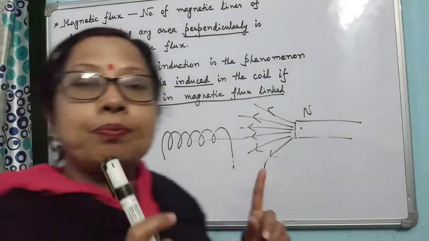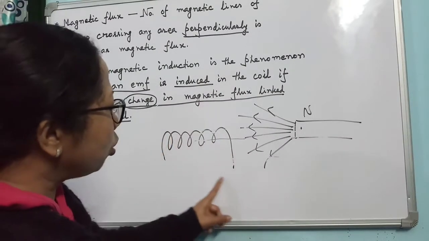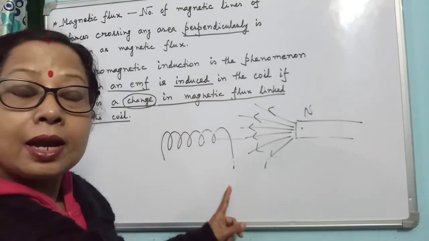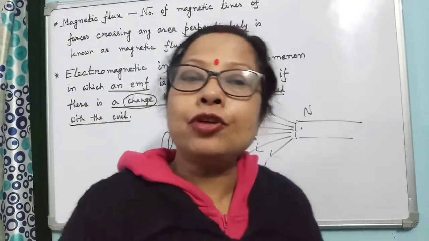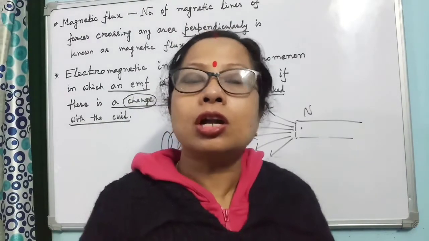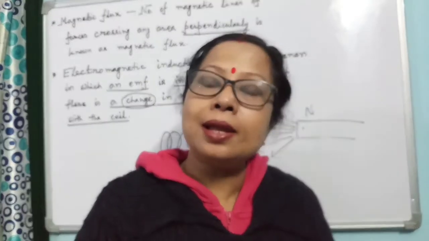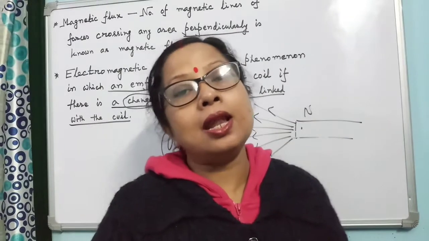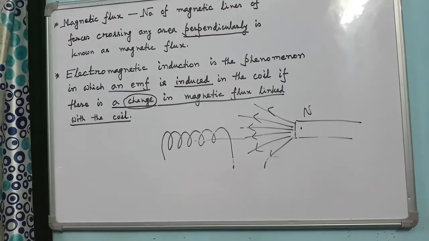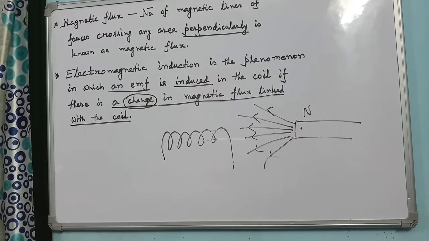Now here, another point I prefer to mention. Here I have taken a coil which is closed by a galvanometer. But if you take a coil which is not closed, then what will happen? EMF will be induced, but as the coil is not closed, current will not flow. But when the coil is closed, then what will happen? EMF will be induced as well as an electric current will pass through the coil. Okay, so you must learn what is magnetic flux and what is electromagnetic induction.